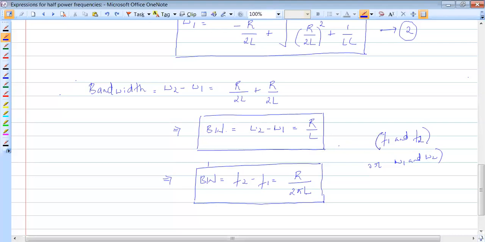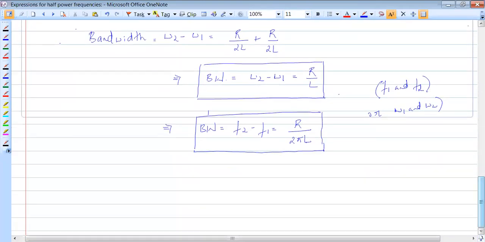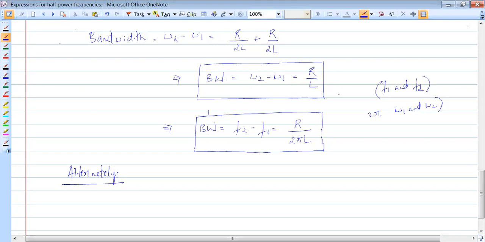Okay. Now, to find out f1 and f2 in a simple way, there is an alternate method which we shall see. Alternately, this need not be part of the derivation we have seen. So let's just say alternately we can obtain our f1 and f2 like this also.